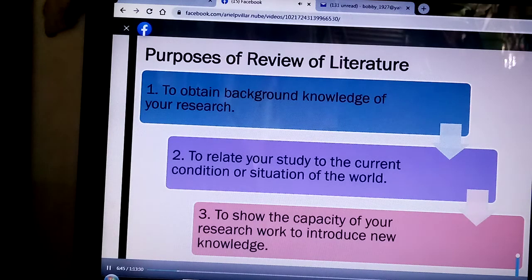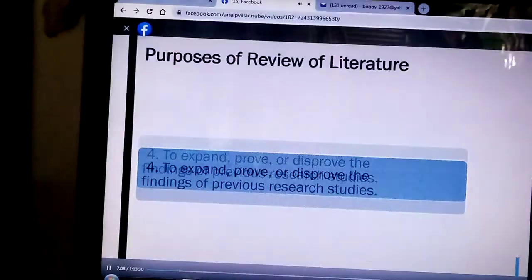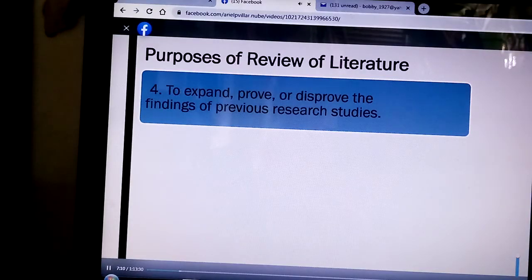So kaya nga tinatawag nating review of related literature, because you are actually gathering, no, the different contributions of knowledge of different people. Kaya nga nire-review mo siya, okay, so that eventually you can come up with new knowledge down the line. So number 4, to expand through disprove the findings of your previous research studies, no.